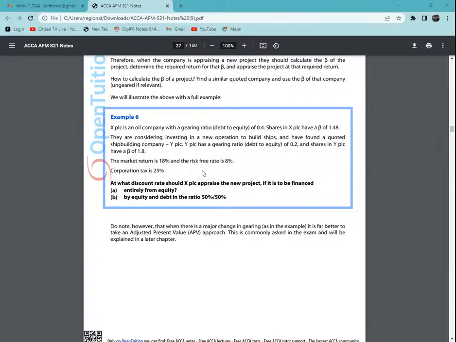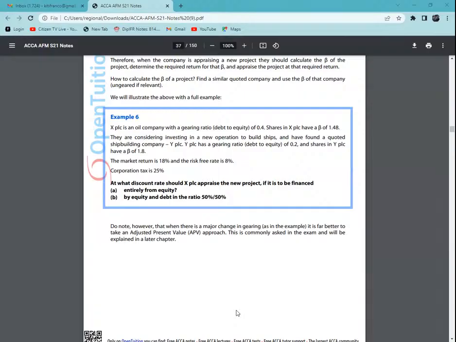So, ladies and gentlemen, in such a question, when I see them giving me the market return and the risk-free rate of return, what do you think should come to our mind? Whenever you hear market return and risk-free rate, what should we have at the back of our mind? Somebody there? I can see two chats. When I see market return and risk-free, CAPM. Thank you, CAPM. Yes.